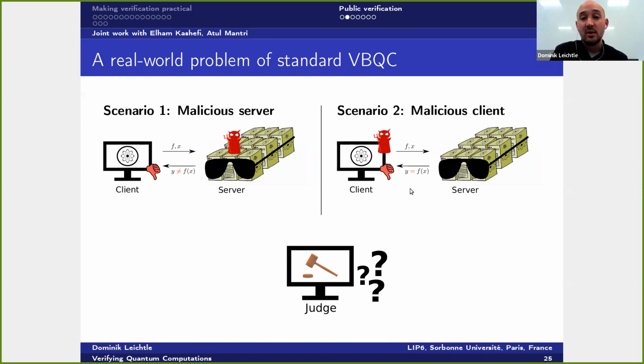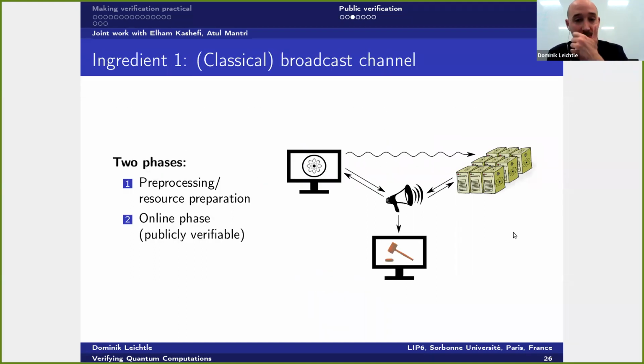The problem with current VBQC protocols is that they cannot distinguish between these two scenarios from a third person's perspective. So if these two go to a judge, there is no way the judge can tell whether the trouble came from the client side or from the server side. This is the problem that we try to resolve here. I'm just going to present a couple of ingredients that we use to realize this, without going through the whole protocol because it's a little bit cumbersome.